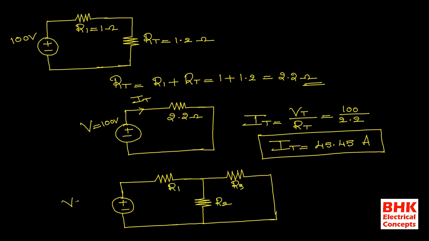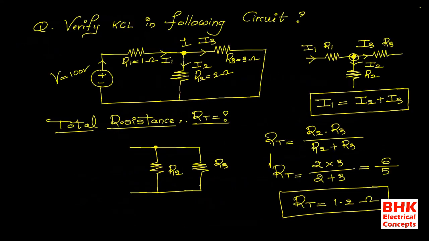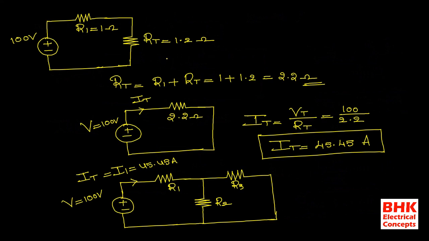Okay, now see here. V is equal to 100 volts, and just now we calculated the current supplied by this 100 volts source, which is 45.45 amperes. This I1 we can also call the total current, because total current is equal to 45.45 amperes. If you observe the previous diagram, I1 is the total current supplied by the voltage source. That is the reason why instead of IT, I am writing I1. Both are the same. So IT is equal to I1 is equal to 45.45 amperes.